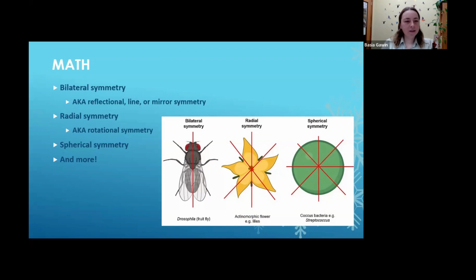Then there's radial symmetry, where you can draw multiple lines through it, and those will intersect in a center point. Basically, you can rotate the object and it'll look the same no matter how it's rotated. So that will be what a snowflake has as well. Then there's spherical symmetry, which at this point we have to think in 3D. So think like a ball where you can not only rotate it, but also spin it on the other axis and it'll look the same. So that one we are not going to be covering today.